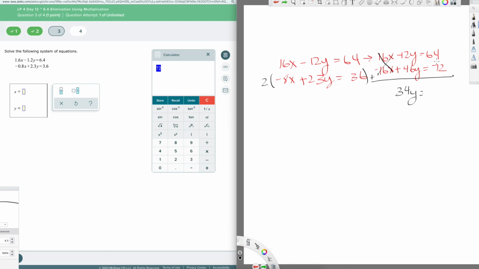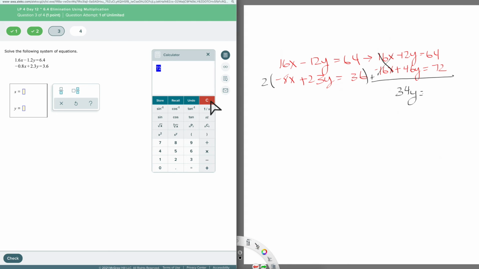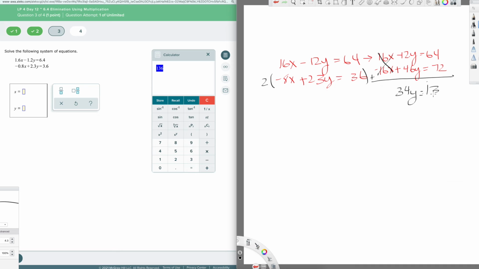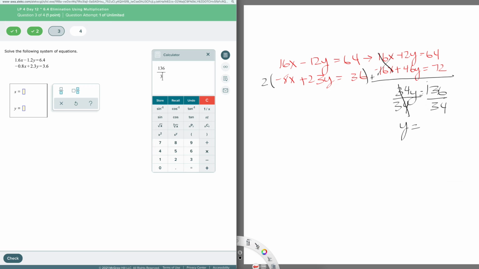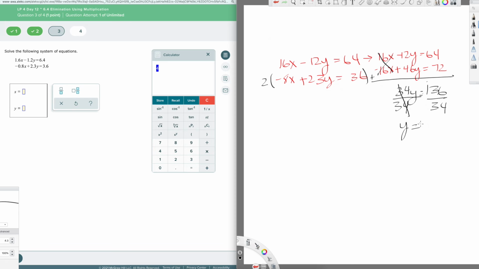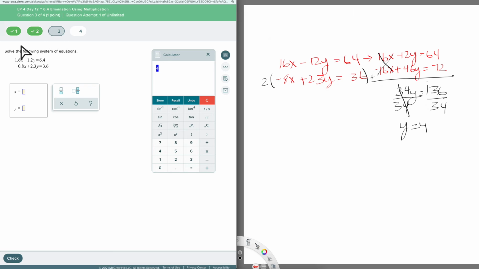Equals 64 plus 72. So we're going to get a bigger number than 100 there. Equals 136. And now I can divide by 34, because it's being multiplied by 34. 34 divided by 34 cancels. And I have a feeling I'm going to end up with a decimal here. Let's see. Oh, I didn't end up with a decimal. So we started with decimals. It wouldn't necessarily surprise me, but it's not telling me what to round it to either.